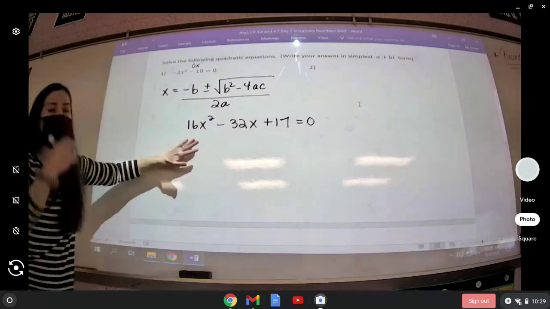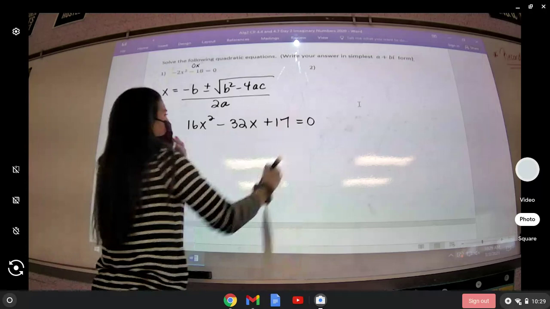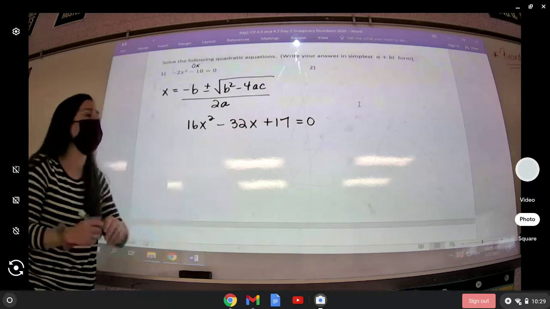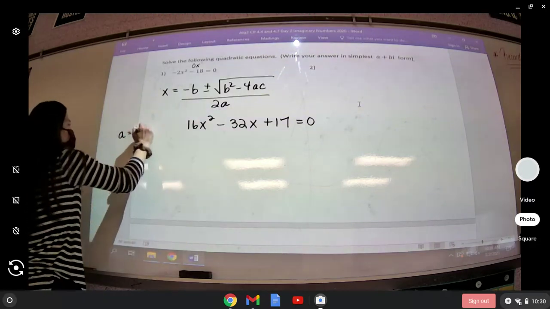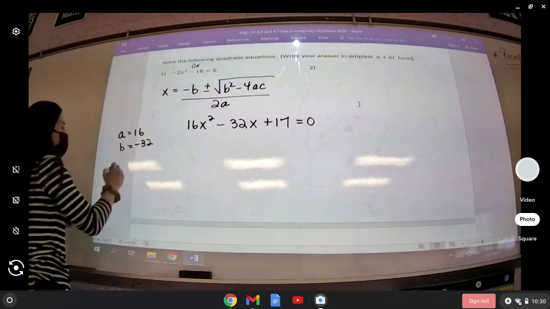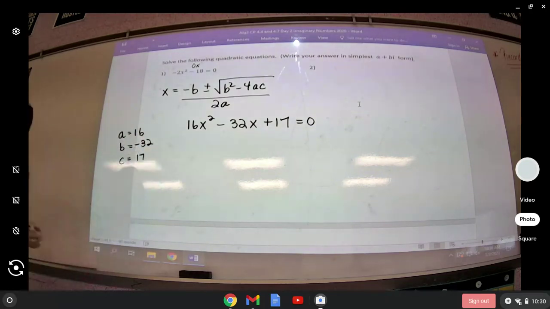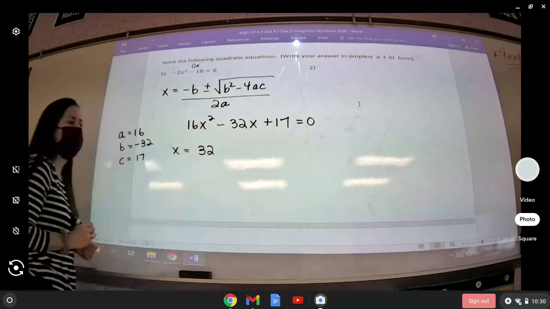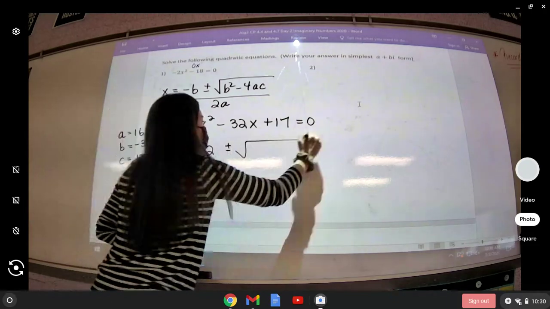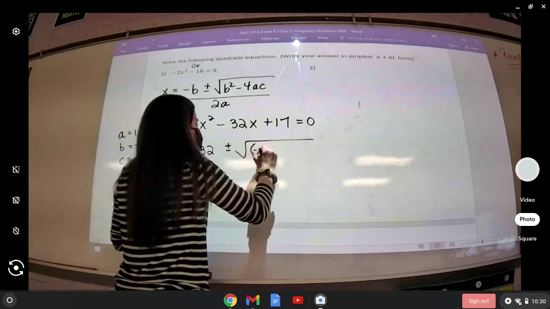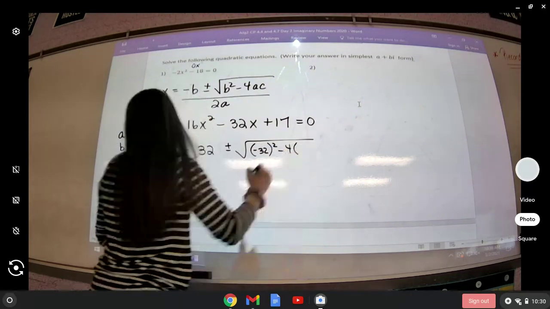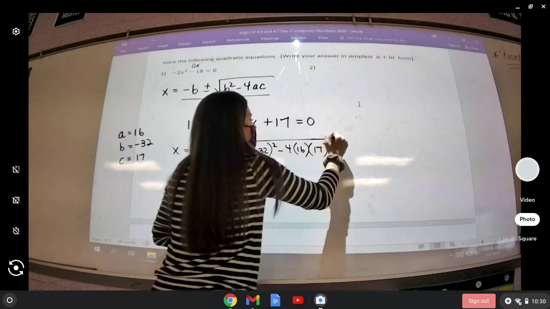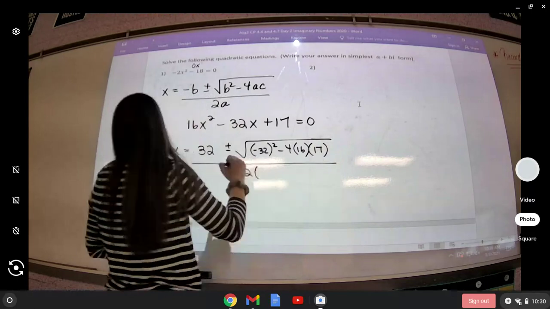If I'm going to solve this degree 2 quadratic equation, I want everything on one side set equal to 0. I definitely don't think I want to factor it, right? I can't use square roots, so let's use that quadratic formula. A is 16, B is negative 32, and C is 17. Let's plug them in. X will equal the opposite of B, which is positive 32, plus or minus the square root of, now I need B squared, negative 32, the whole thing squared, subtract 4 times A, which is 16, times C, which is 17. And then it's all going to be divided by 2 times 16.